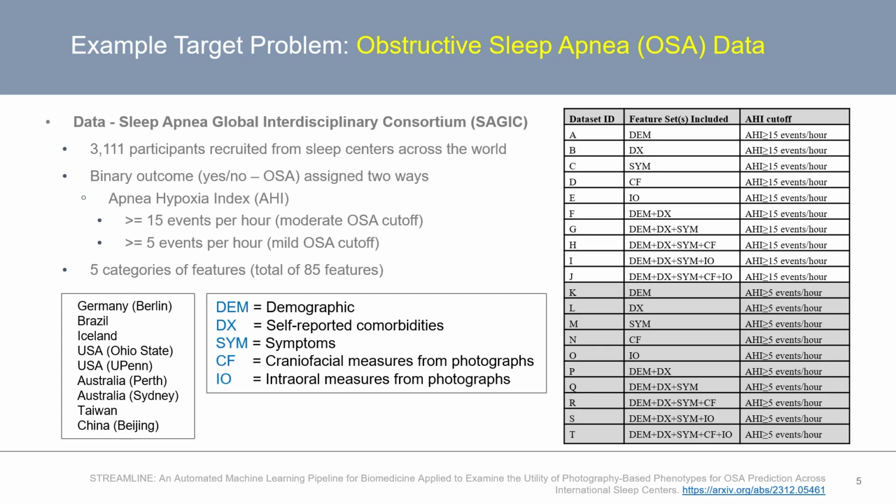In total, the original dataset was transformed into 20 different datasets, representing one of 2 possible outcome cutoffs and 10 different combinations of available feature sets in order to evaluate their predictive utility. For much of this walkthrough, we'll just be focusing on one of these datasets, identified here as dataset J, which includes all feature categories and an obstructive sleep apnea cutoff of 15 events per hour, representing the classification of moderate to severe OSA.